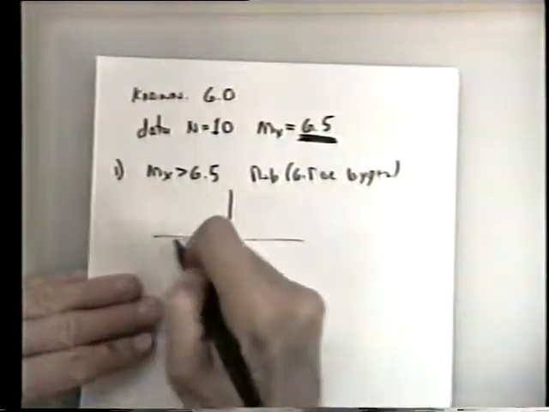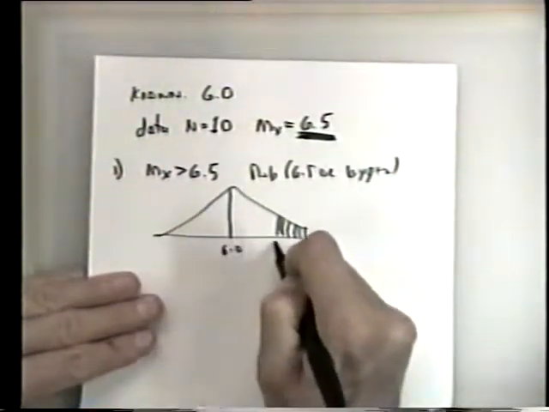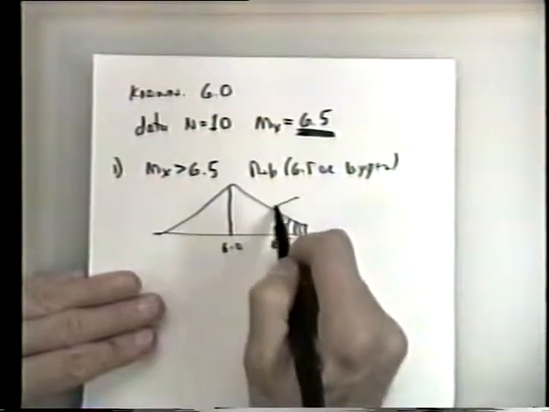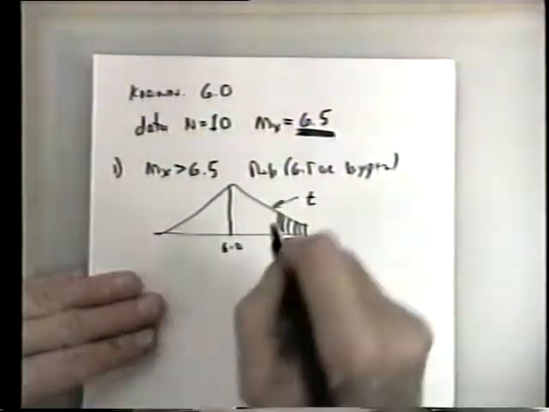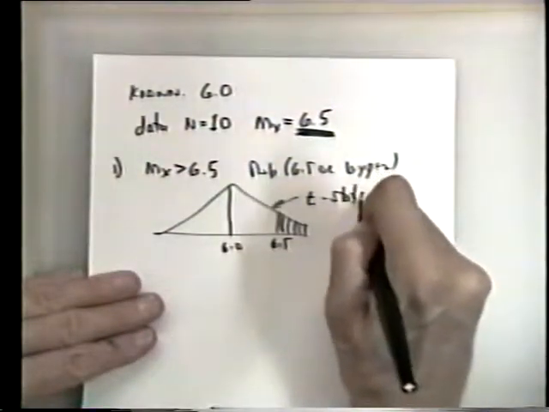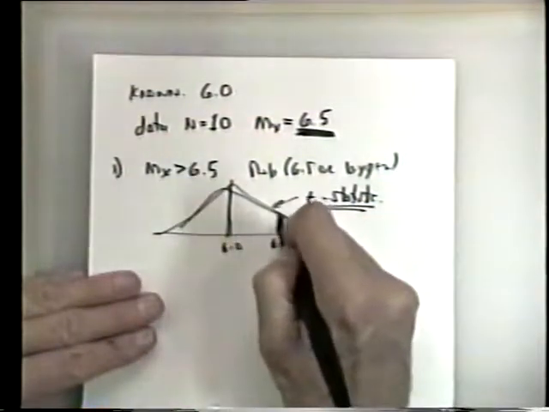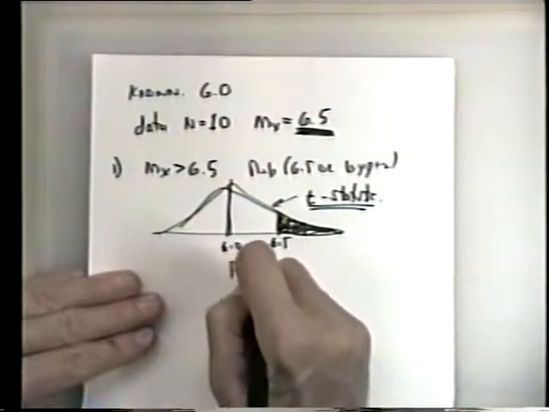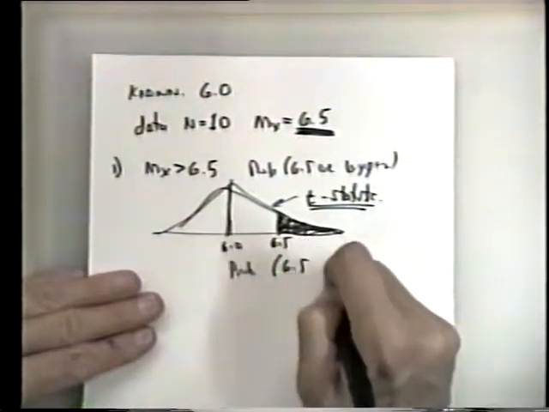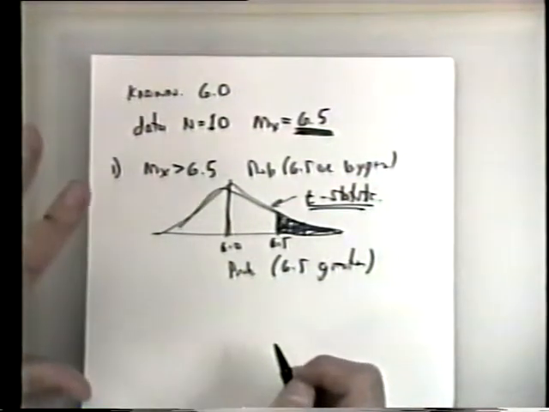So in order to do that, we would look out here. If this is 6 and this is 6.5, and this distribution is no longer a Gaussian distribution, but a different distribution which is based on the t statistic. So it's not a Gaussian anymore. We have to look up in a different set of tables what the area is here. And this area over here will give us the probability that it was 6.5 or greater. Okay? You understand the one-tailed test.